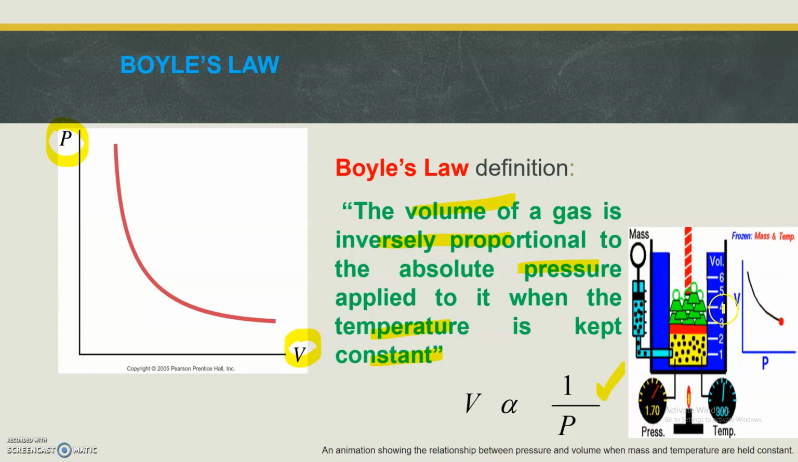Boyle showed that the volume of air trapped by a liquid in the closed short limb of a J-shaped tube decreased in exact proportion to the pressure produced by the liquid in the long part of the tube. An animation showing the relationship between pressure and volume when mass and temperature are held constant.